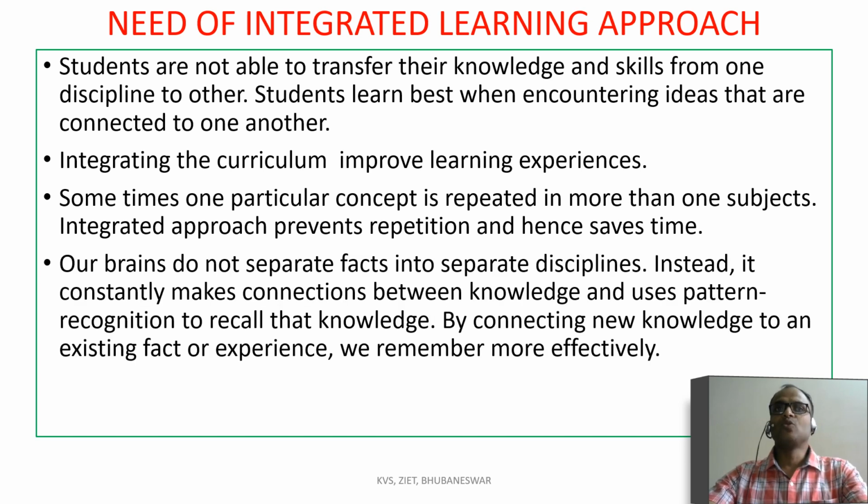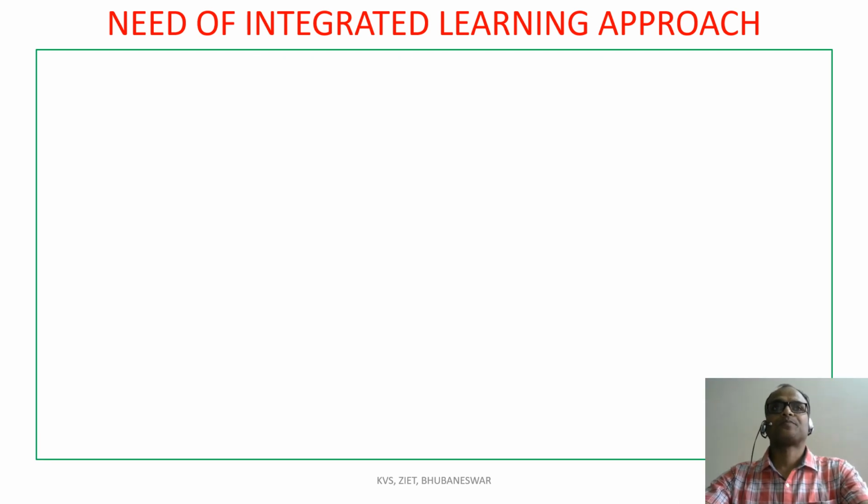Our brains do not separate facts into separate disciplines. Instead, it constantly makes connections between knowledge and uses pattern recognition to recall that knowledge. By connecting new knowledge to an existing fact or experience, we remember more effectively.